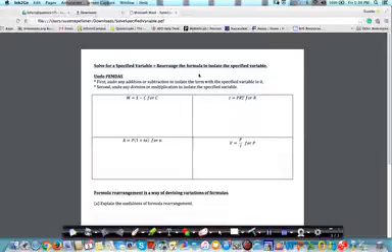Solving for a specified variable. So what does that mean? It means to rearrange the formula to isolate the specified variable. Really what you're doing is you're undoing the process of PEMDAS.